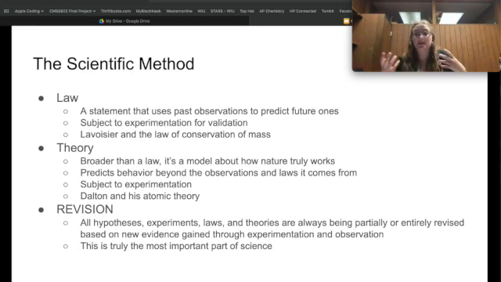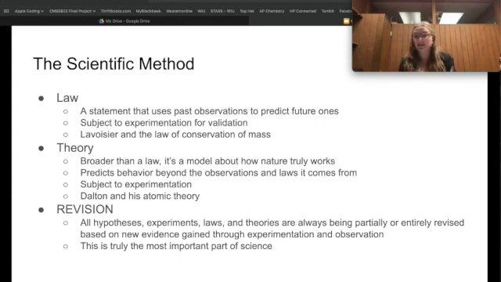So the sun sits in the center of the system, and we are all traveling around at Lord knows how fast around the sun at all times, and then that makes the solar system. Then there are lots of solar systems that come together to make a galaxy and a universe, and now we have all of this bigger information and a broader view of the way space works. So everything can be revised. Just because we think we know it now, it just means we haven't been able to prove it false just yet. So all hypotheses, all experiments, all laws, all theories are always being maybe partially revised or entirely revised based on new evidence gained through new experimentation and observation.